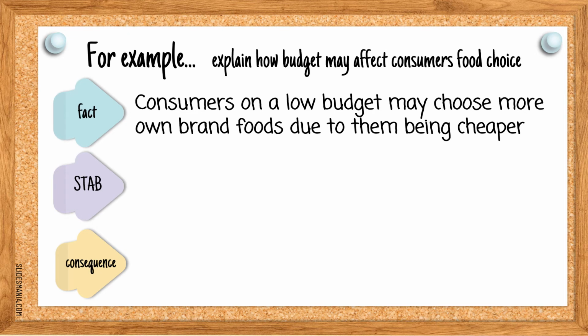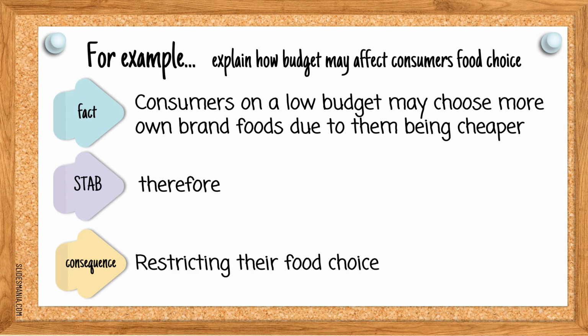However, we need to link back to that question about food choice. So we're explaining why these consumers are going to be choosing these cheaper own brand foods and how that's going to affect their food choice. Therefore, restricting their food choice because they've got a much narrower selection, a smaller selection of foods to choose from. And we've linked back to that question, we've taken the words directly from the question about food choice and put them into our consequence.